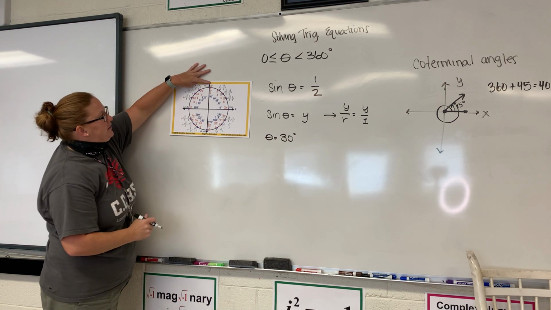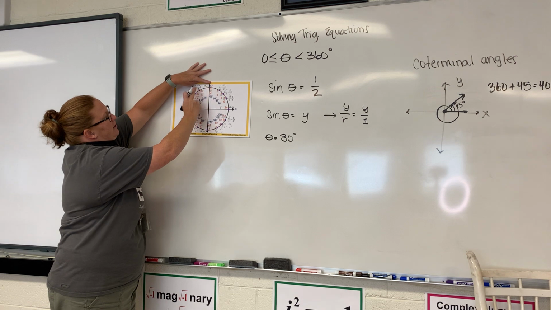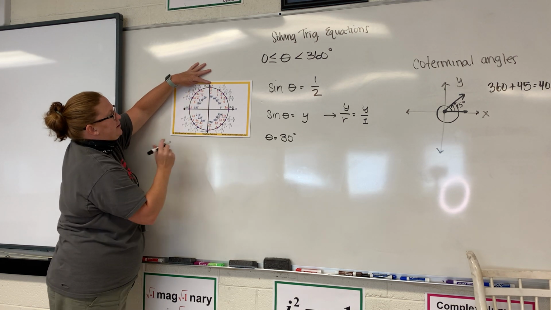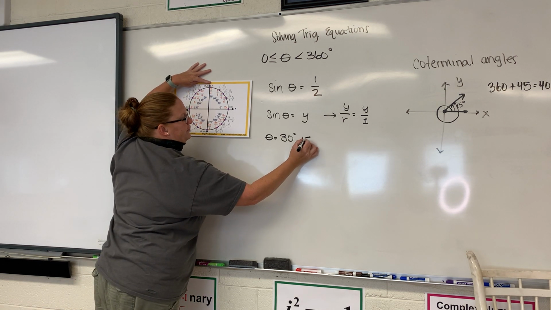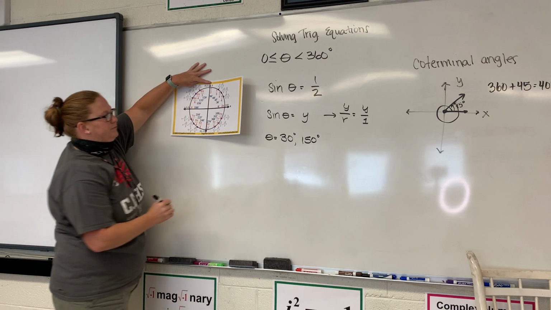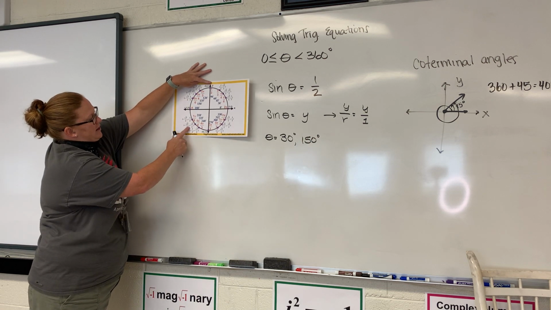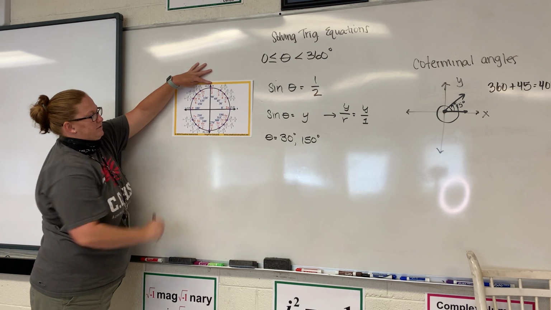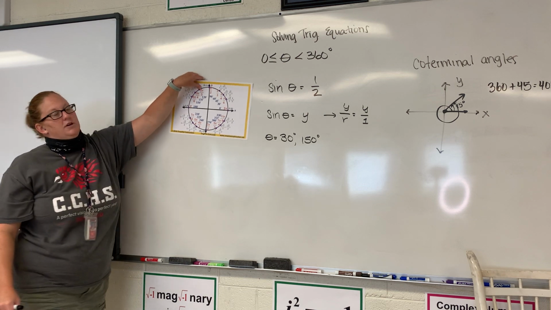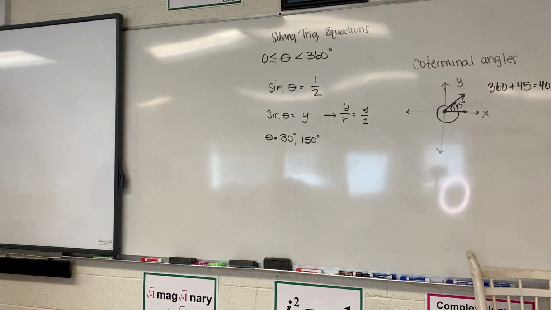Where on this unit circle do we have y in 1/2? At 30 degrees, okay? And then also, looks like right here, at 150 degrees. Anywhere else is 1/2? Okay, nope. Any questions there?